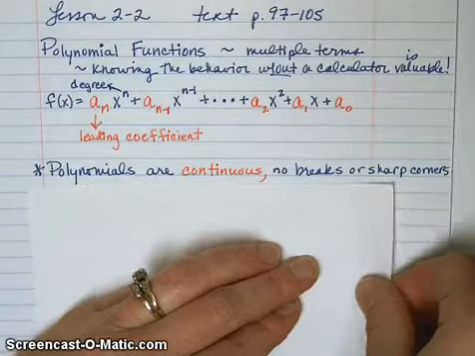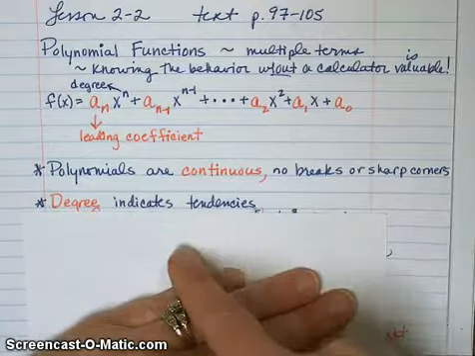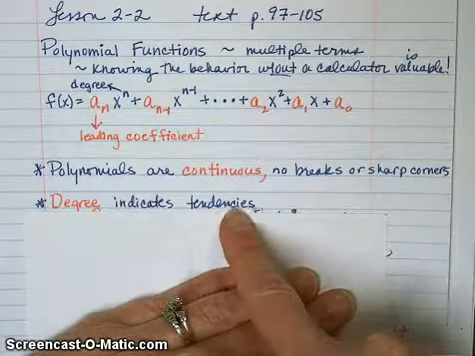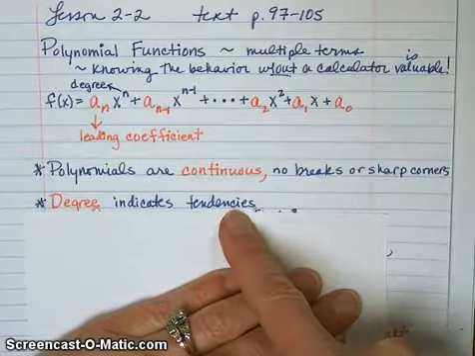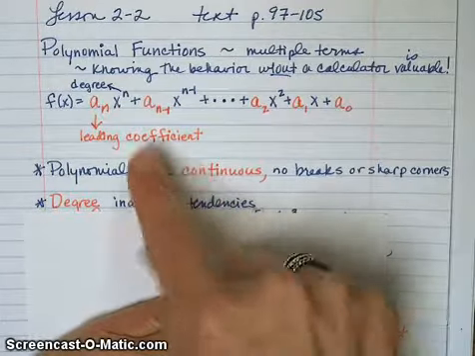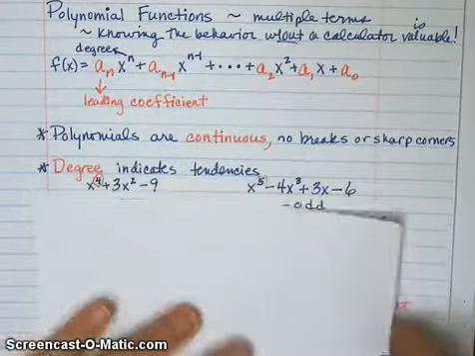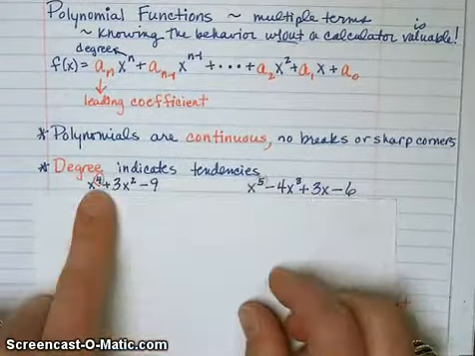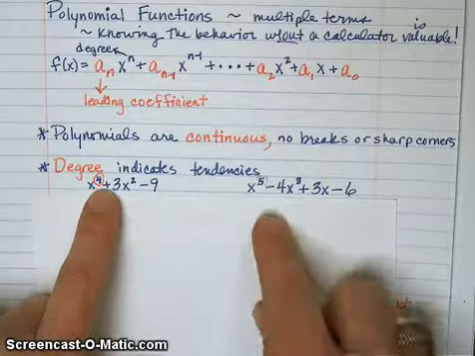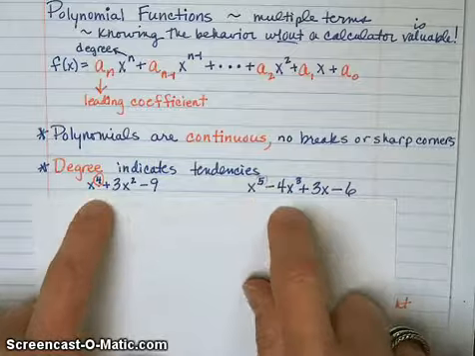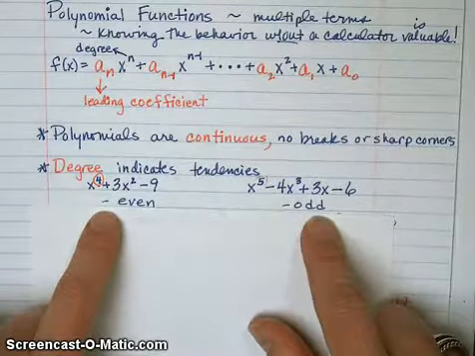Another feature is talking about the degree. It indicates the tendency for the graph to have a specific shape. So the degree tendency, if you have, for example, an even exponent, let's say you have x to the fourth. See that I circled the fourth, that's the fourth degree. Here you've got x to the fifth. So on one hand, one is even, one is odd, and that's important to differentiate.